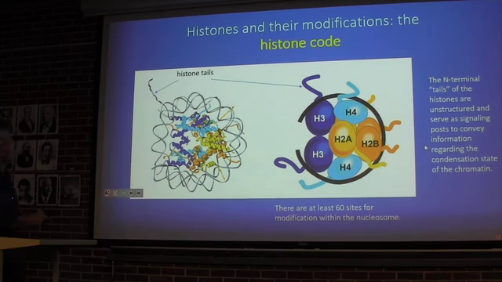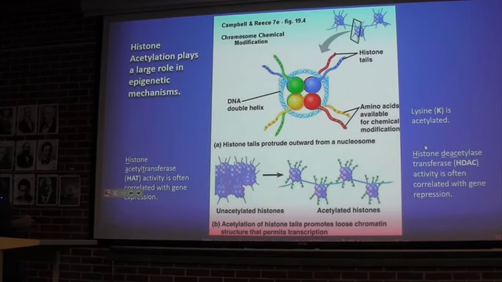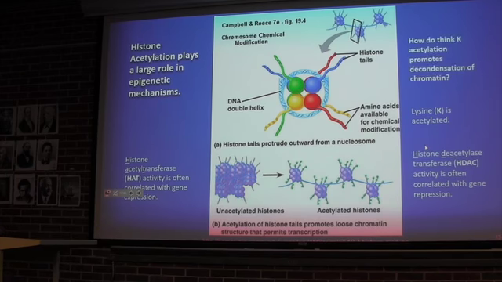This, of course, is an old diagram, the histone code. We talked about where the tails are. We've talked about this before. Lysines, acetylated histones, HDACs. We've talked about this.